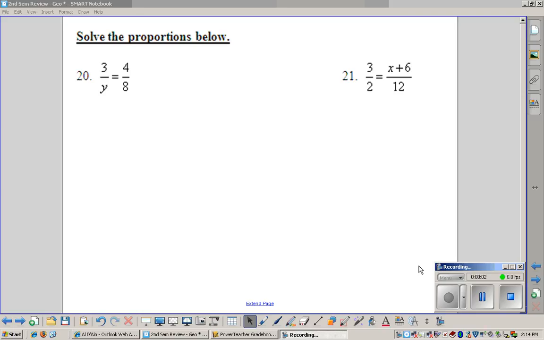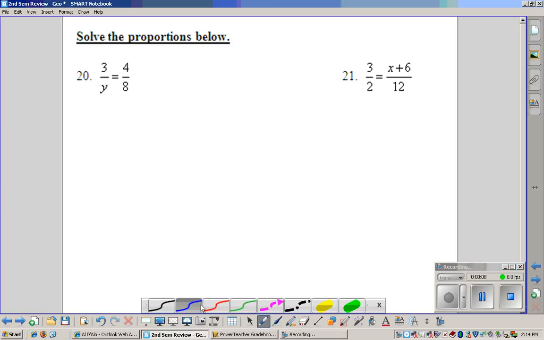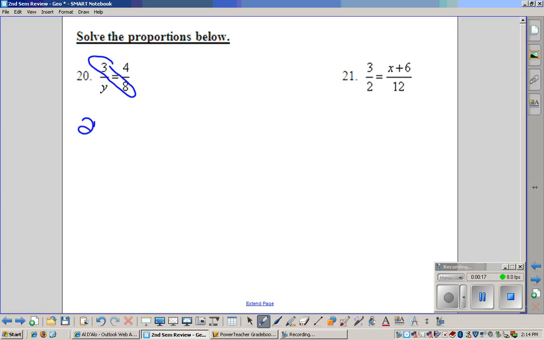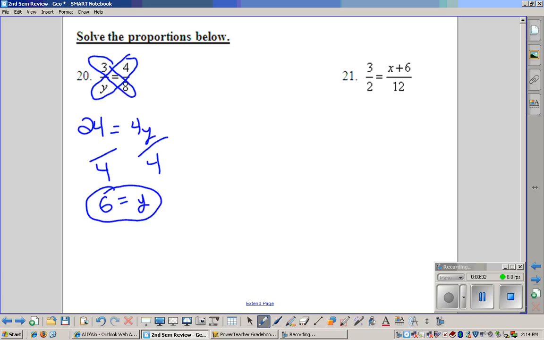This video has to do with solving proportions, problems 20 through 24. We're going to use cross-multiplying. Not every teacher uses cross-multiplying, but I think it's pretty good. So we'll multiply across the fractions from upper left to lower right, and that's 24. Put an equal sign and multiply across this one. 1 times 4 is 4y. Now we have a little equation which we can quickly solve by dividing by 4. There's your answer for number 20.